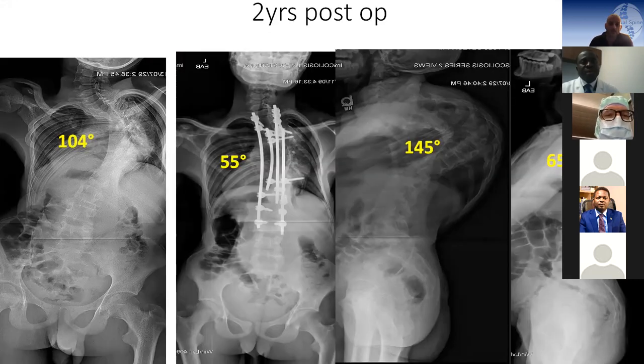In fact, it has led them to move away from three-column osteotomies these days. It's actually rare that they perform VCRs or PSOs for these deformities. They are doing more traction. As long as they can get the deformity down substantially with the traction and with intra-op Ponte osteotomies, they are able to avoid three-column osteotomies and still get very good radiographic and clinical results.